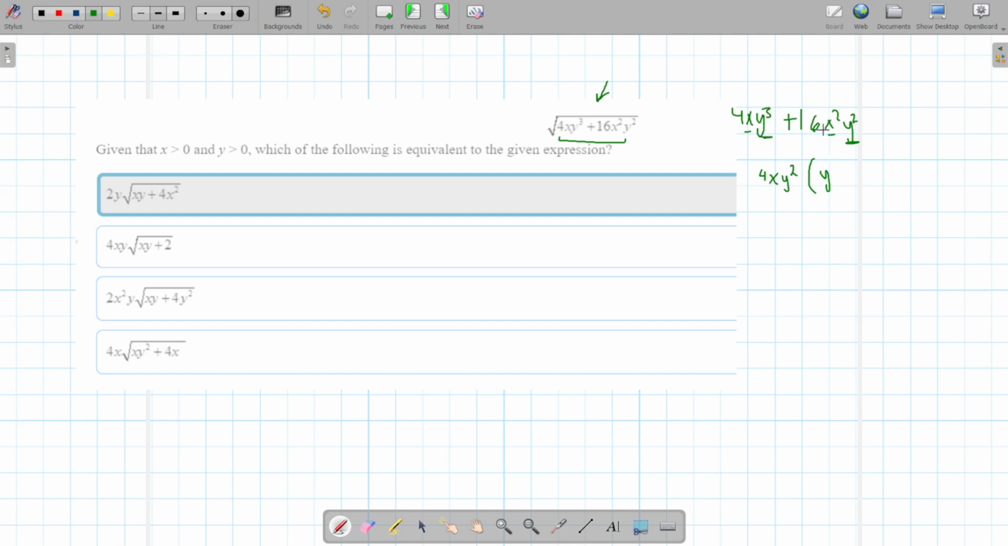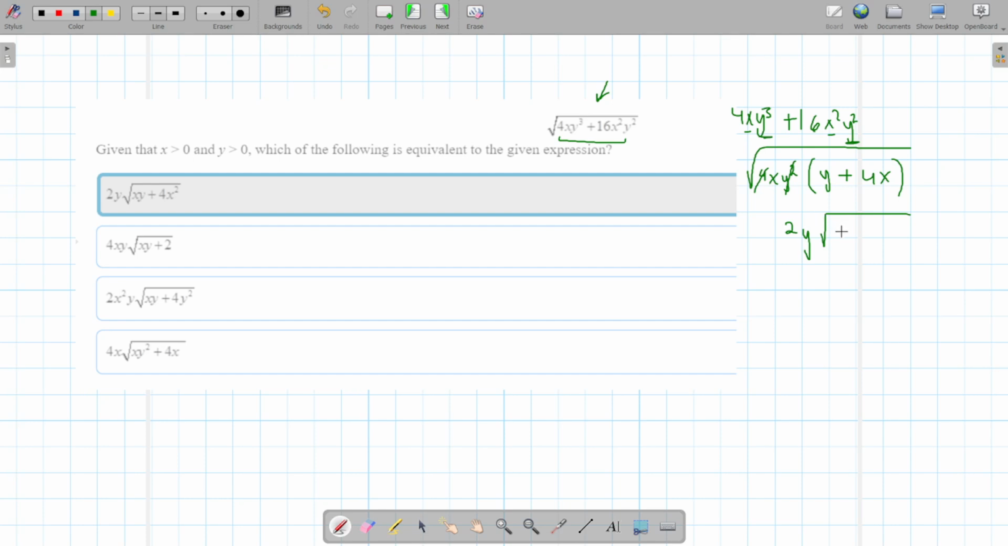I think everybody knows how. 16 divided by 4 is 4. X squared and x gets you x. Y squared and y squared cancels. So this is going to be under the radical. You can find the radical of 4, which is 2. You can find the radical of y squared, which is y. What's going to be left inside? It's going to be x.